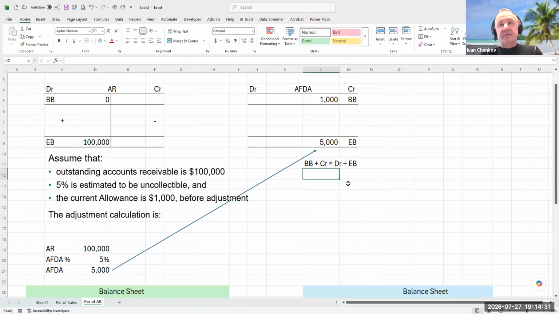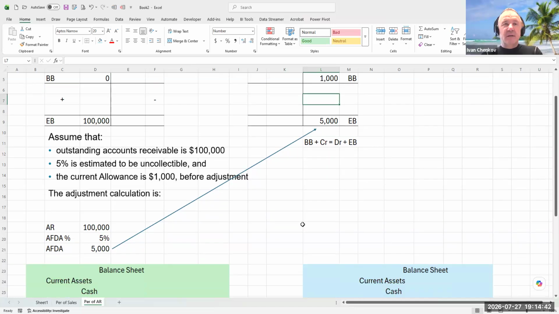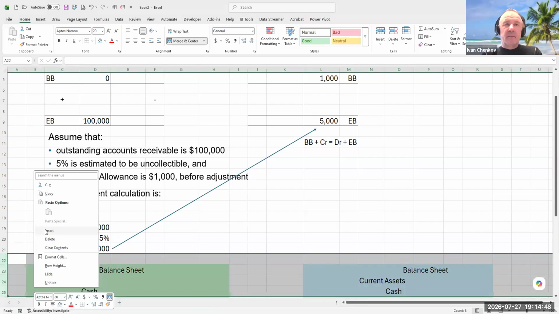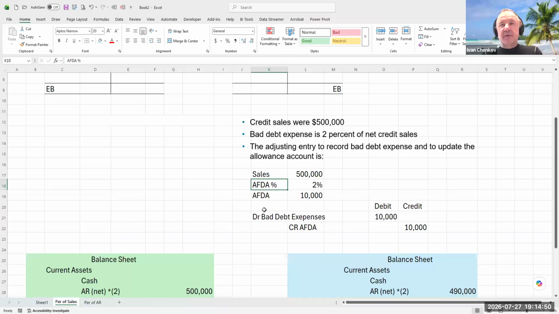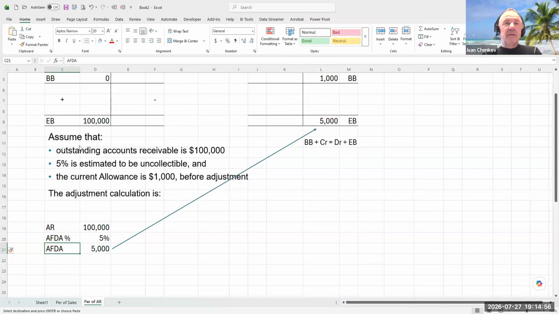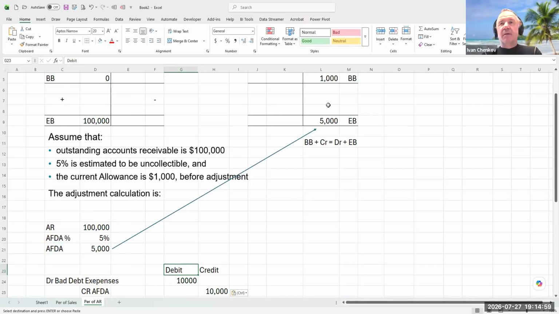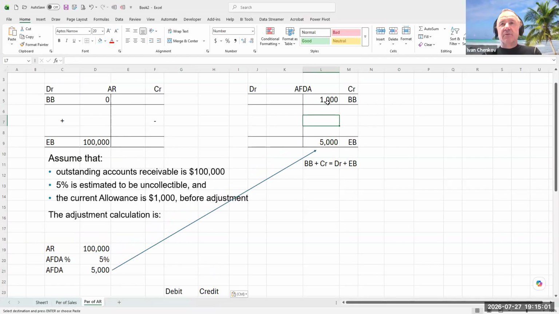Since debit is 0, beginning balance is 1,000, ending balance is 5,000. How much should be my credit? That's the question that we're asking. Once we find out that, then we can do the journal entry. Then I can grab again this journal entry and make the journal entry. But in this case, the journal entry will be to adjust the balance to go from 1,000 up to 5,000. So the amount that I need to plug here should be $4,000.